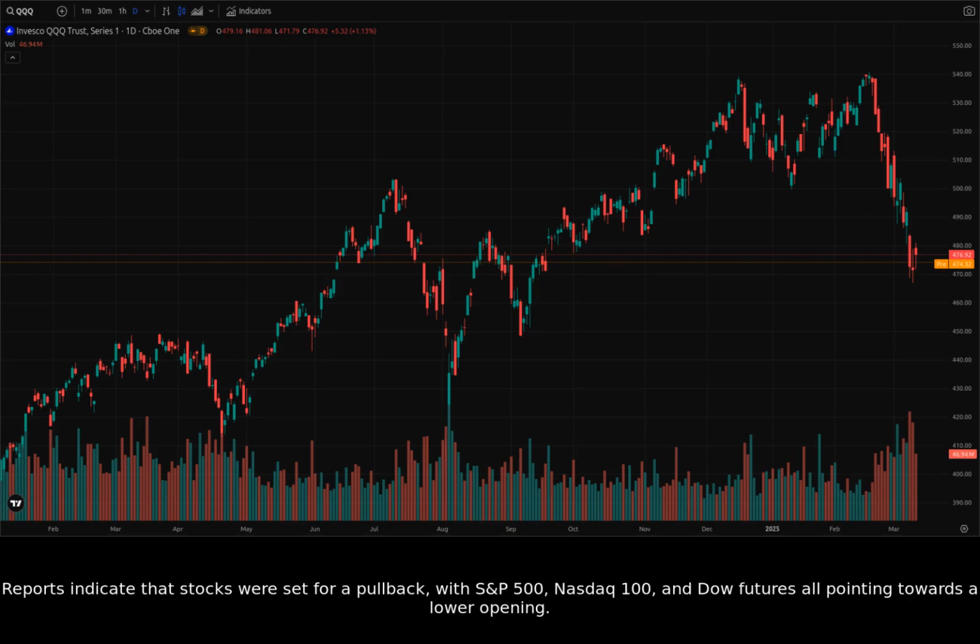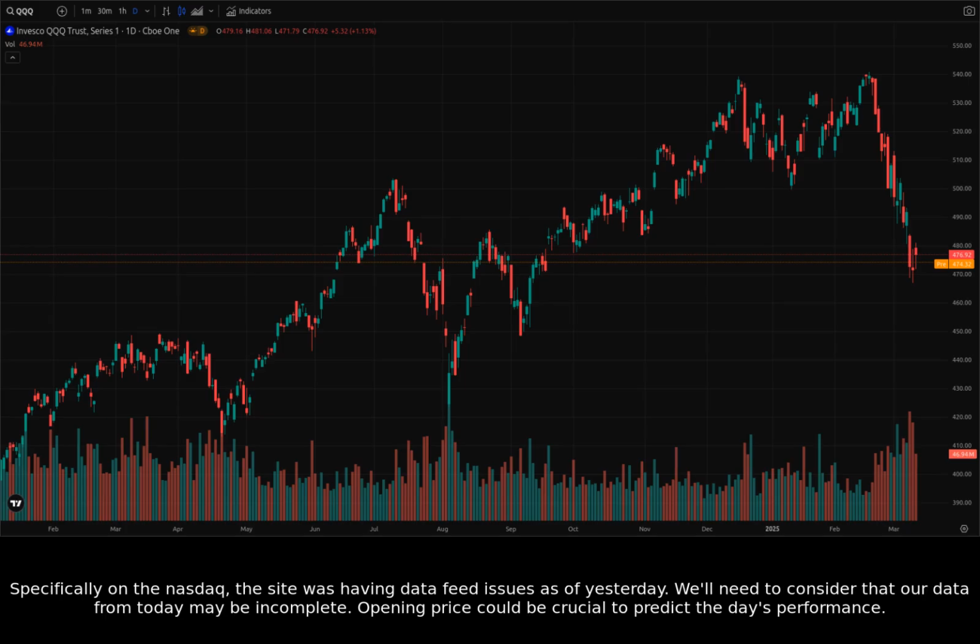Reports indicate that stocks were set for a pullback, with S&P 500, Nasdaq 100, and Dow futures all pointing towards a lower opening. Specifically on the Nasdaq, the site was having data feed issues as of yesterday. We'll need to consider that our data from today may be incomplete. Opening price could be crucial to predict the day's performance.